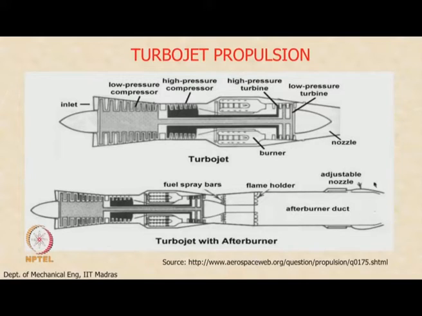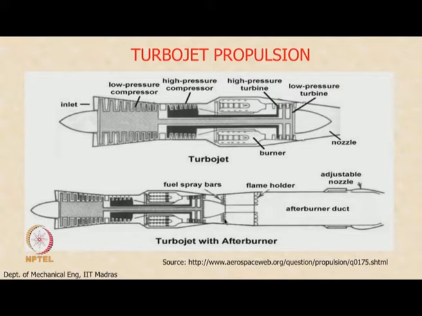When the stagnation temperature increases, we need to increase the throat area of this nozzle. So, you need a variable area nozzle when you use an afterburner. So, this has to be changed, and you can also see the flame holder and the fuel spray bar. The air at the end of this turbine, the low pressure turbine, comes out and then we inject more fuel into this air.